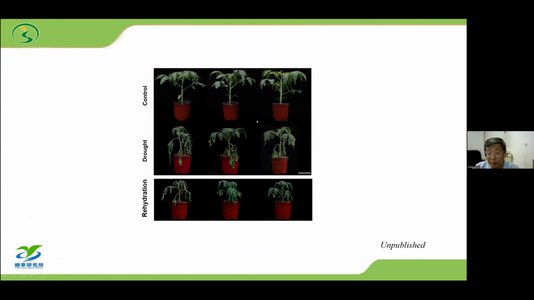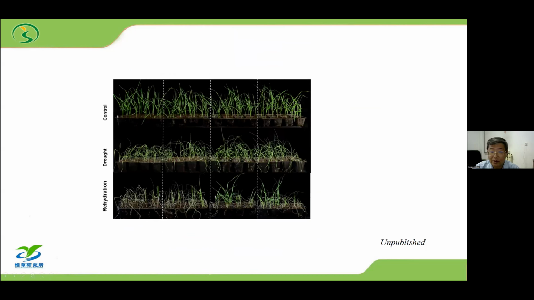So this is tomato plants, also drought stress treatment. Two of the peptides can increase the tolerance to drought. So this is wheat, also increased drought tolerance. So as I mentioned, you don't have to use a peptide from the wheat to get this kind of response. You can use a peptide from tobacco or Arabidopsis to have similar responses once it works in the original species.